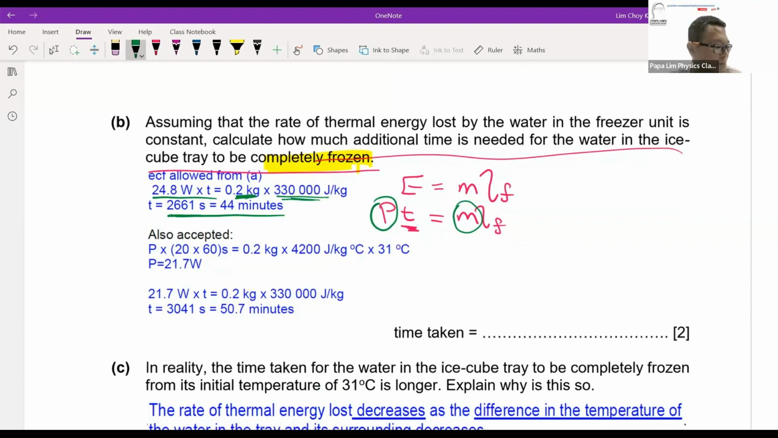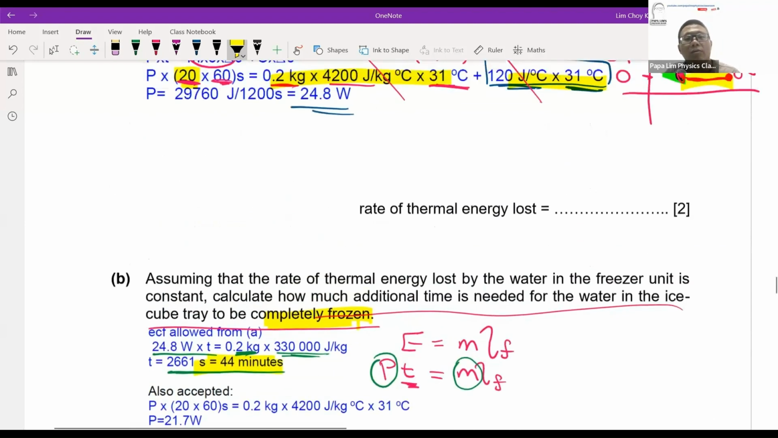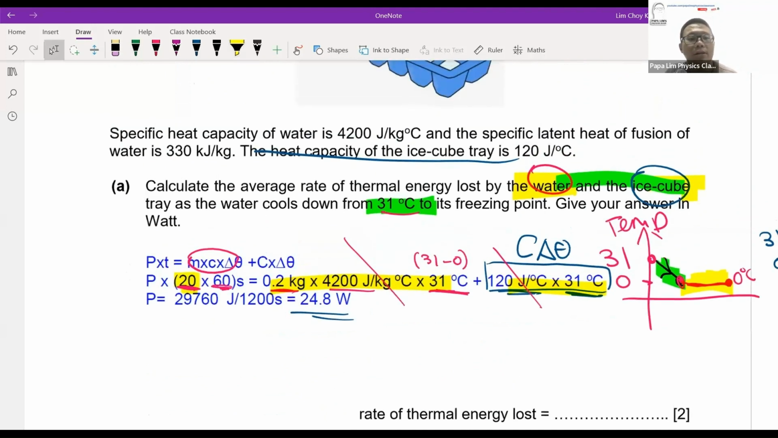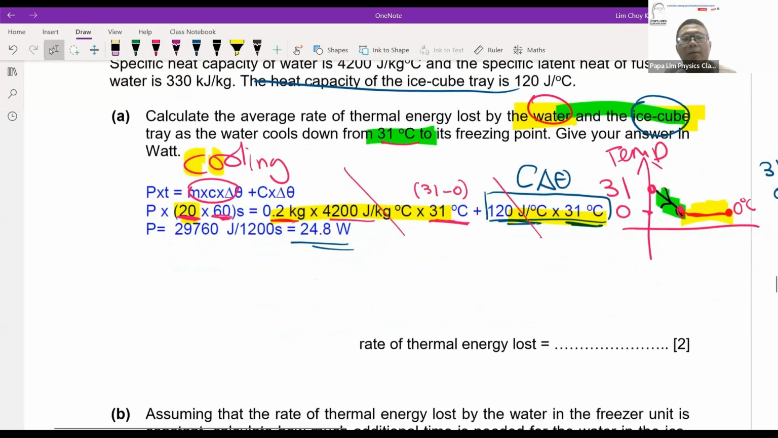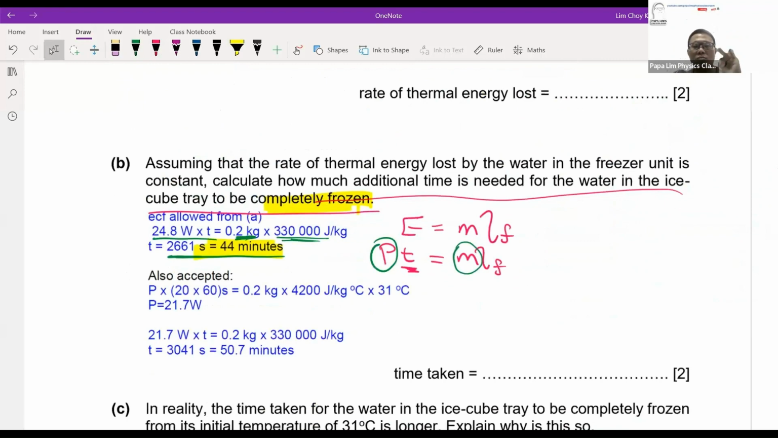Other than the 20 minutes of cooling down to 0 degrees Celsius, I need another 44 minutes for the water to freeze into ice. So this is the additional timing that I'm looking at. Just take note of this. Remember, in this section, part A and part B, it actually breaks down the freezing into two different sections. The first section we are looking at is the cooling down. Part B, look at the freezing. So there are two sections in this question.